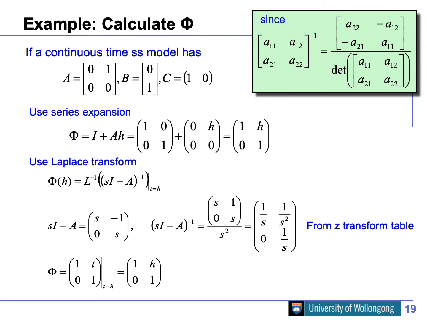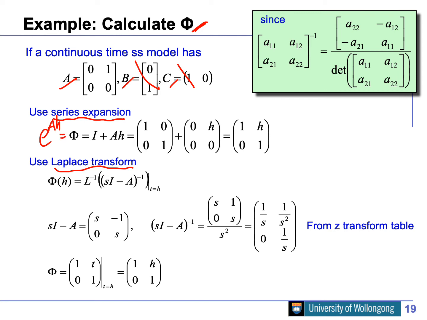Let's have an example to explain the two different manual methods. How do we go ahead with series expansion and Laplace transform to solve for phi? Here we have a system in continuous time with A, B, C. Actually B and C in this case are irrelevant, right? What we are after is e^(Ah).